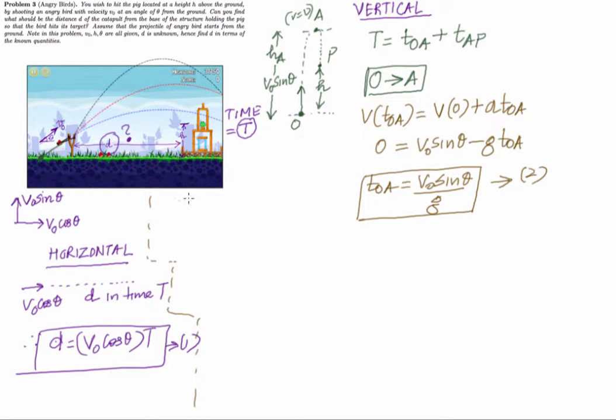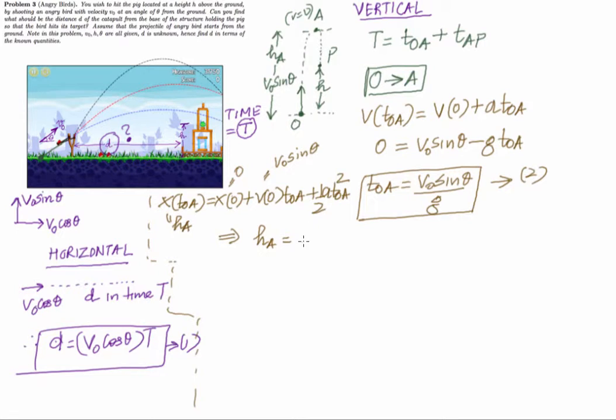Now we can use the standard equation of displacement, which is x at t OA equals x naught plus v0 t OA plus half a t OA square, and you just substitute the value of t OA in this equation. x0 is 0, v0 is v naught sin theta, and x at t OA is nothing but HA, the distance which the angry bird travels from O to A. After substituting, we can easily get HA equal to v naught square sin square theta by 2g.